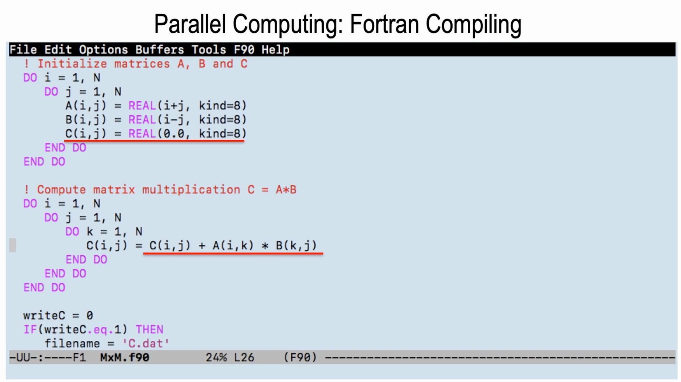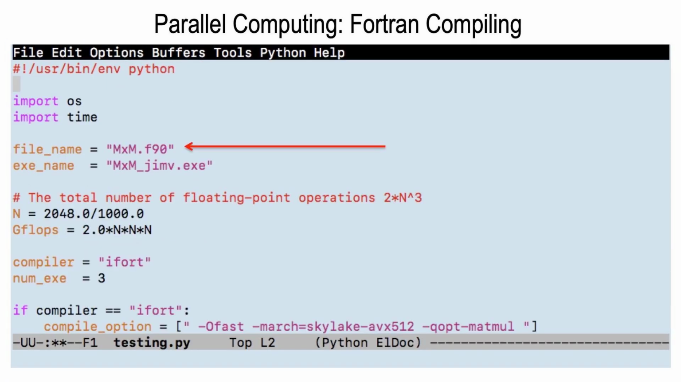Upon considering the problem, we recognize that matrix C can serve as the accumulative variable instead of TMP. However, this requires initializing all elements in matrix C to 0. We'll implement this approach in the Fortran program mxm. Remember to update the name of the Fortran program before executing our testing Python script.